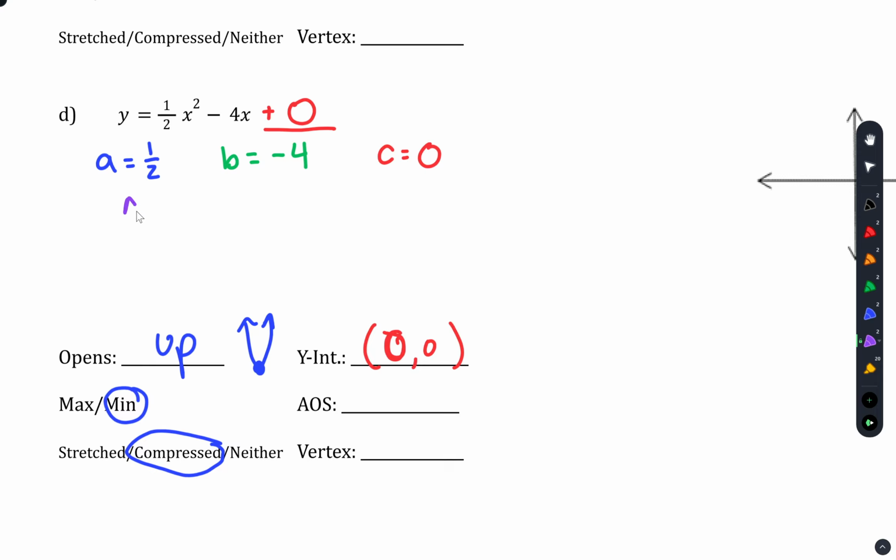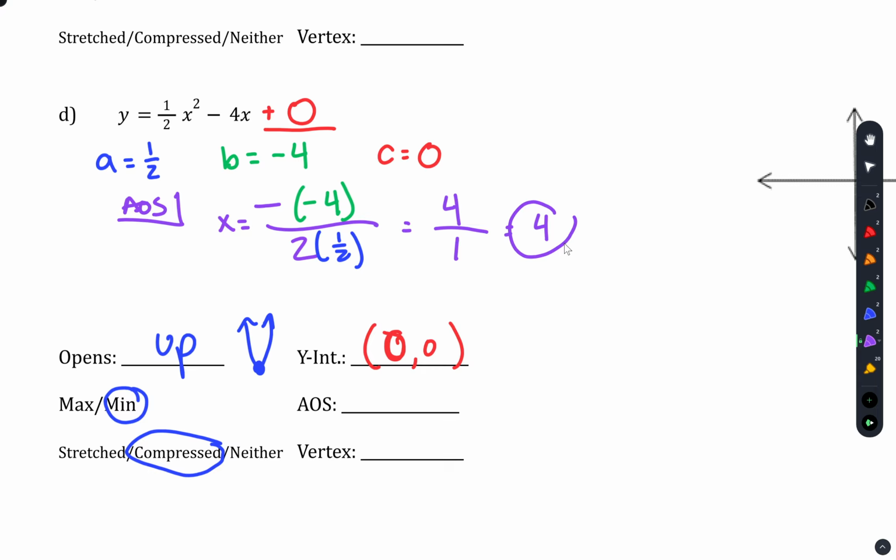Axis of symmetry, we're going to plug it into our formula. X equals negative, but b is already negative, so what do you think is going to happen to that? It's going to cancel out. It's going to become positive. So positive 4 over 2 times 1/2 is 1. That's just a 4.